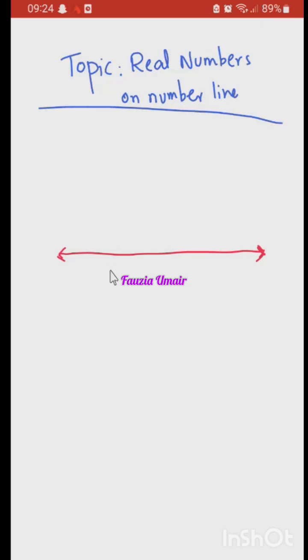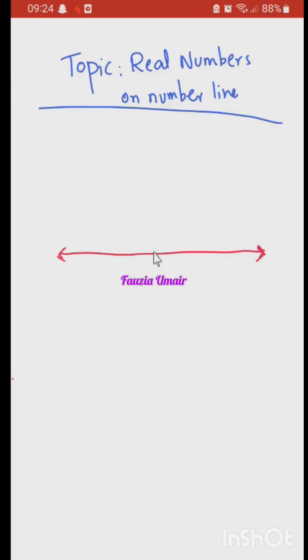So this arrow is basically telling you that there might be a limitation of my screen or notebook, but actually this line can continue in both directions. Okay, because there is no limit of numbers in mathematics. So that's why this line is also not having any limit. It can extend in both directions.